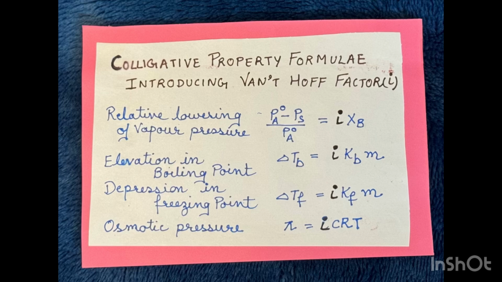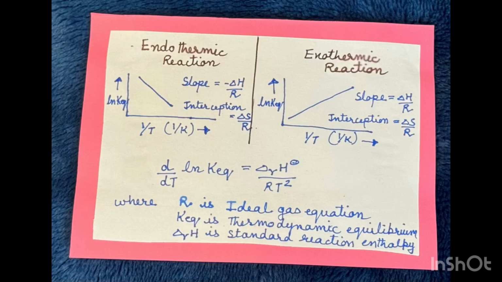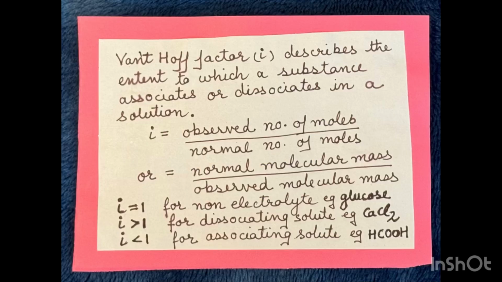The factor is named after the Dutch physical chemist Jacobus Henricus van 't Hoff, who won the first Nobel Prize in Chemistry. The Van't Hoff equation has been widely utilized to explore the changes in state functions in a thermodynamic system. The Van't Hoff plot is effective in estimating the change in enthalpy and entropy of a chemical reaction, as shown here. It describes the extent to which a substance associates or dissociates in a solution.